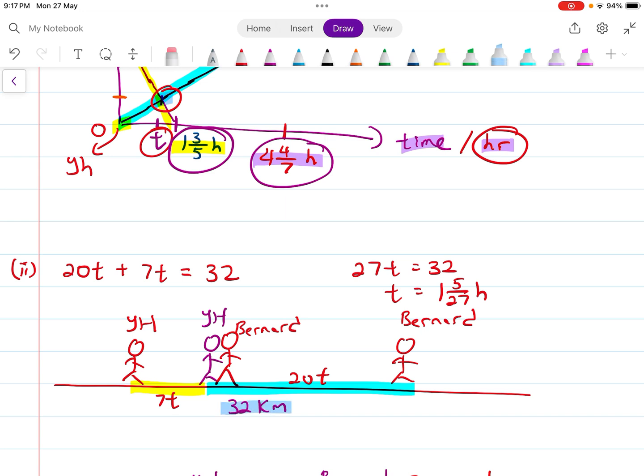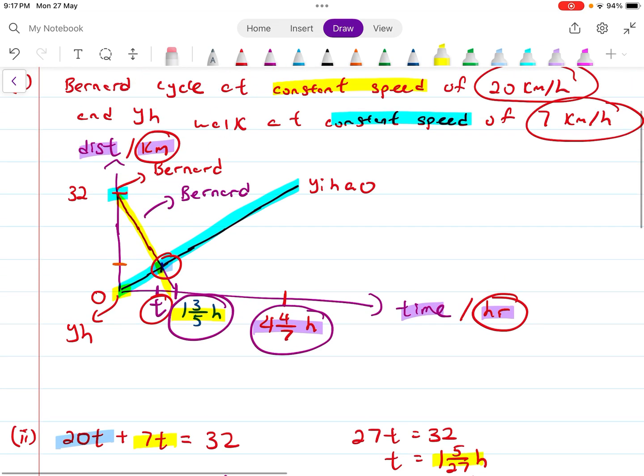Since we know the speed of Bernard is 20, I simply multiply by t, so this is the distance traveled by Bernard. For Yi Hao, he travels at 7 km per hour, so this is the distance traveled by Yi Hao. The sum must give you 32. You just need to calculate for t, and of course t is roughly about 32 over 27 hour. So that is the first way of doing it. Okay, I can show you another way.